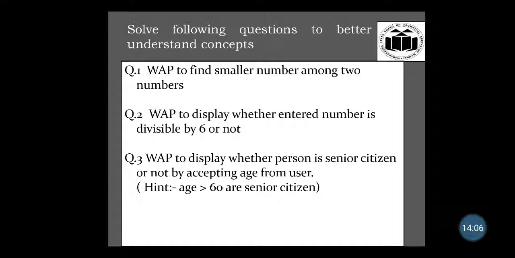Next, second question is, write a program to display whether entered number is divisible by 6 or not. Just you can give number modulus 6 is equal to 0 or not in if. And third question is, write a program to display whether person is senior citizen or not by accepting age from user. If the age is greater than 60, that means 61, 62 and above are senior citizens. We have to display that person is senior citizen or not by accepting the age.